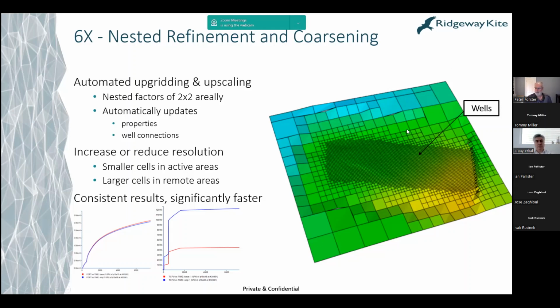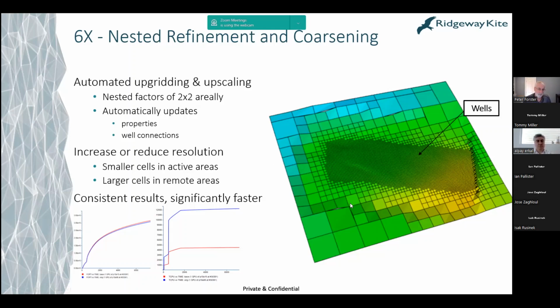This happens automatically. You don't have to describe how the properties change. You don't have to recomplete where the wells are. You just tell it, I want this area coarsened or this area refined, and it does it for you.